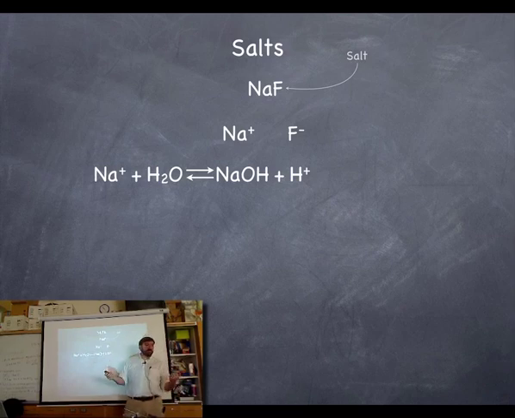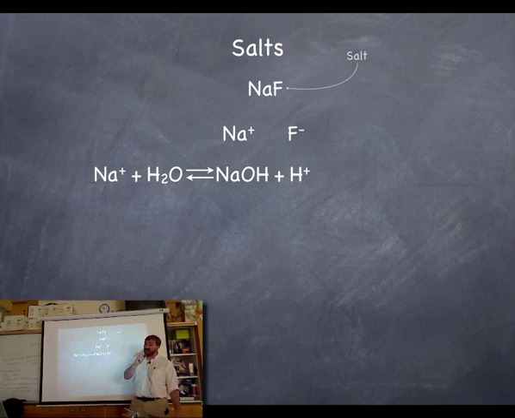They completely split apart. Conjugates of strong acids or strong bases do not have acid-base properties because strong acids and strong bases are not equilibrium situations. They run to completion. They completely break apart. These things don't do anything.